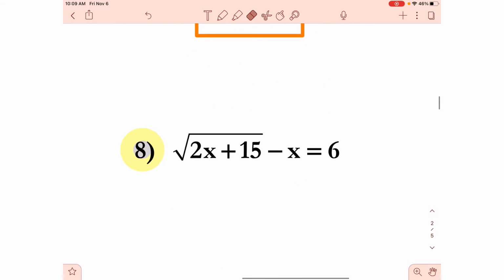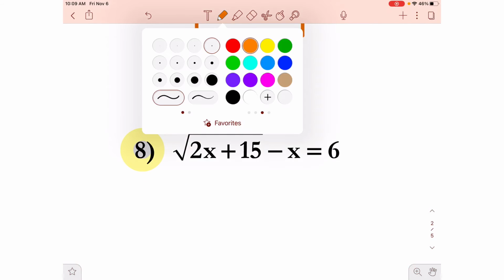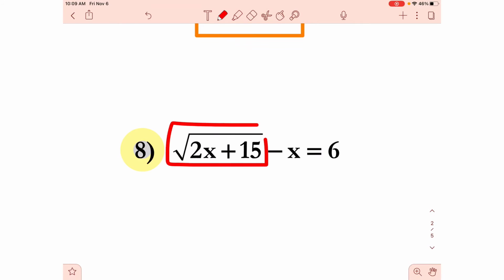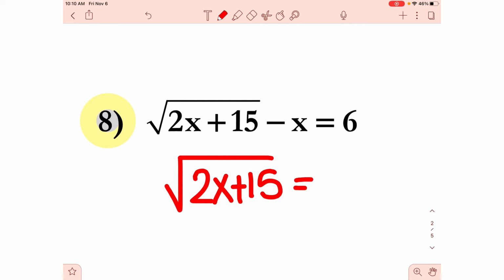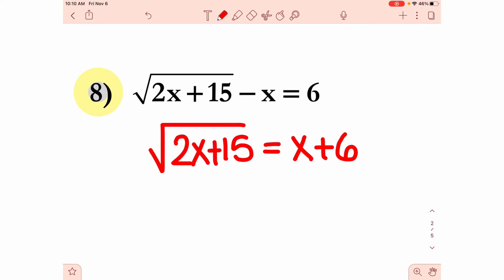And number 8, a little bit more work here. Let's get the square root by itself. We're going to add over the x. So we have the square root of 2x plus 15 equals x plus 6. I put that x in front. Next, I need to square both sides. So to undo the square root, I need to square.